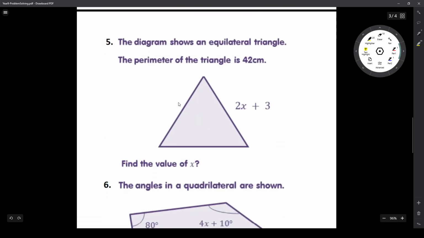Right, question 5, very much like question 1. The perimeter's 42, find x. So this is an equilateral triangle, which means that all of the sides have the same length. So they're all 2x plus 3.